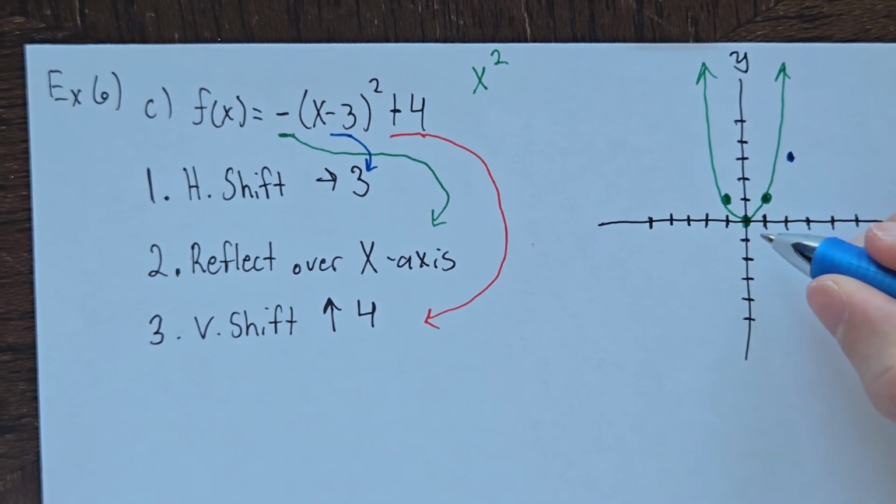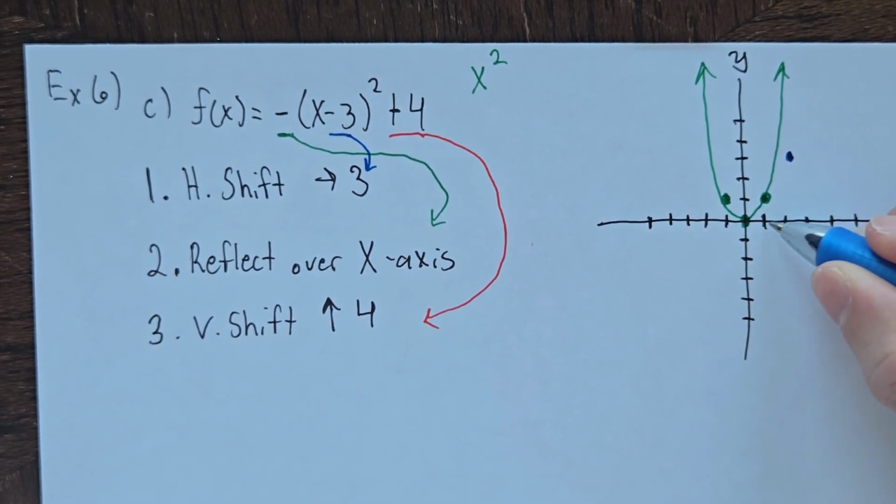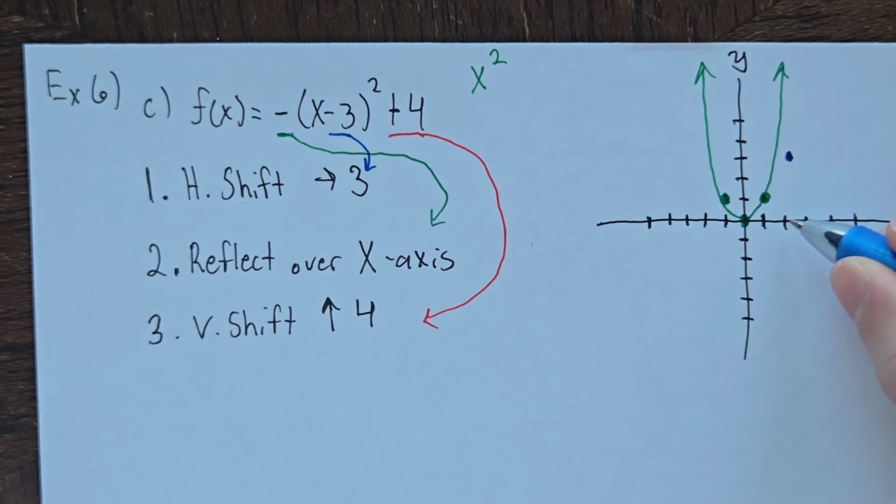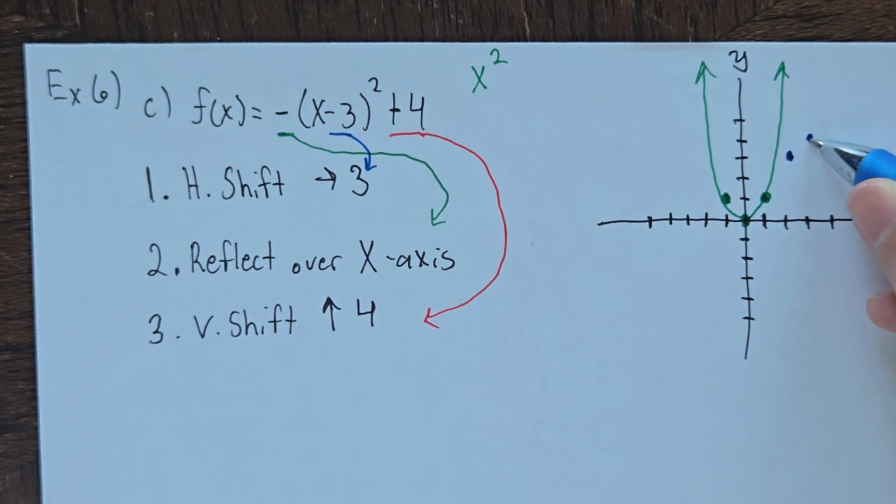Let's do the other one. Shift it right 3, 1, 2, 3. Reflect over the x-axis. It's on the x-axis, so it just remains there. And then shift up 4, 1, 2, 3, 4. Then the last one, shift over 3, 1, 2, 3, down over the x-axis, and then 1, 2, 3, 4. Oh, whoops, I didn't go up quite enough. There we go.